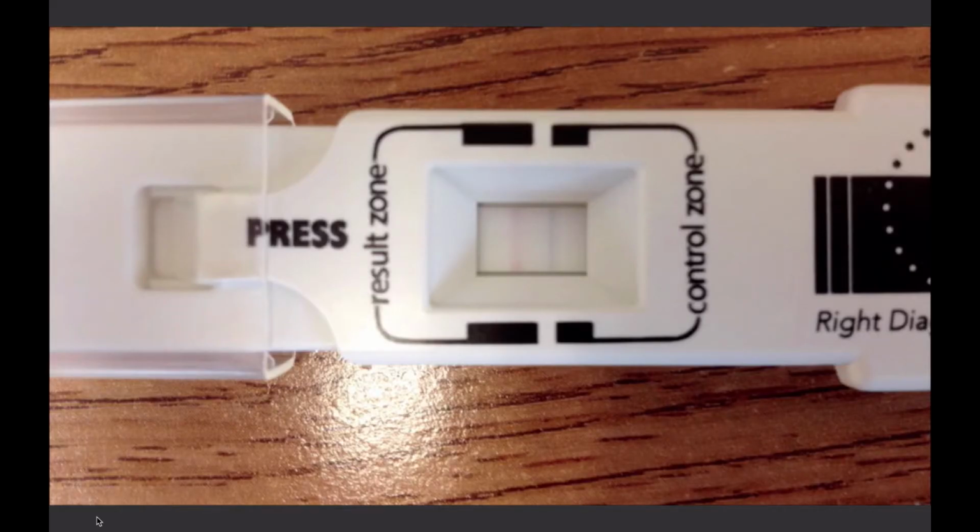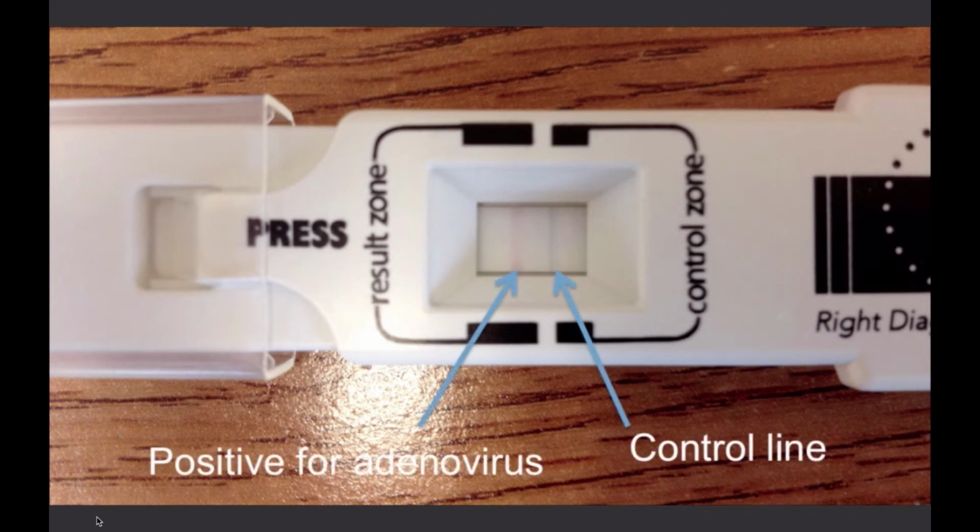We found it important to perform an Adeno+ test, which is a relatively low-cost point-of-care test that determines the presence or absence of adenovirus. As can be seen here, when adenovirus is present, there will be a red line that appears right next to the blue line in the viewing window, which represents the control line.